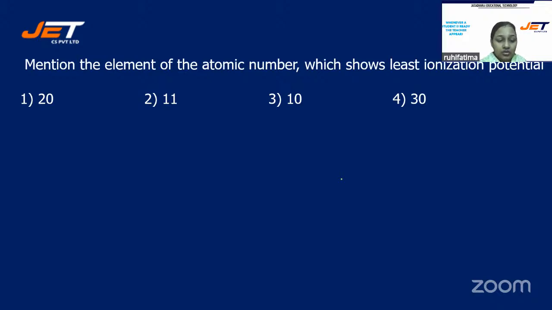Next question. Yes, 6 is the valency. Next question. Mention the element of the atomic number which shows least ionization potential. And your options are 20, 11, 10, or 30.